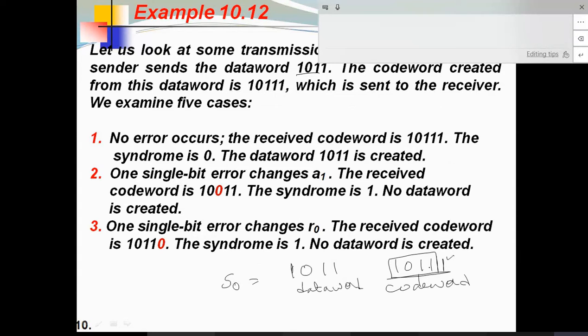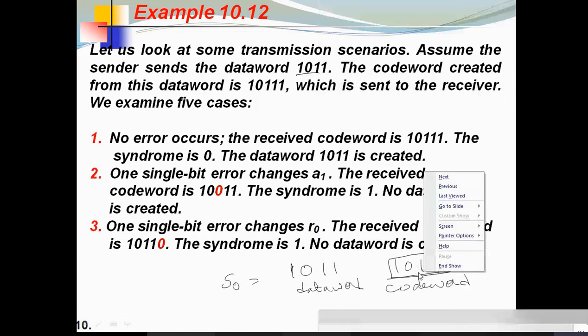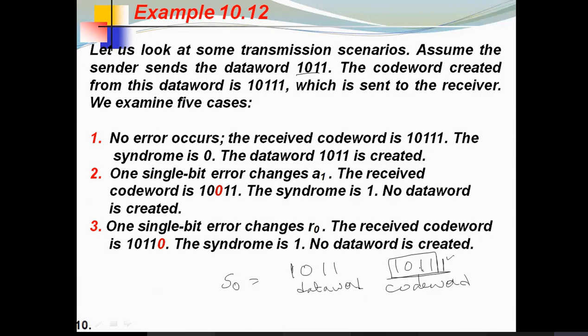Now one single bit error changes A0, A1. So among this, which is A1? This is A0 and this is A1. Consider A1 is changed to 0 instead of 1. When it is sent through the transmission media, it is changed to 1. And this is the parity bit. Is it clear? So now consider this is the data received at the receiver side.